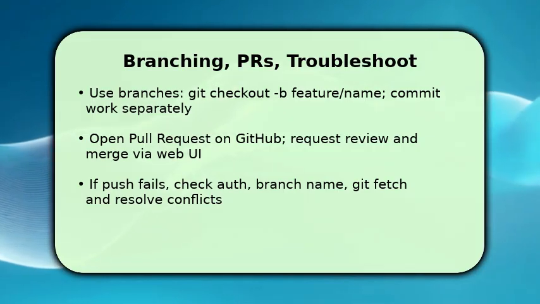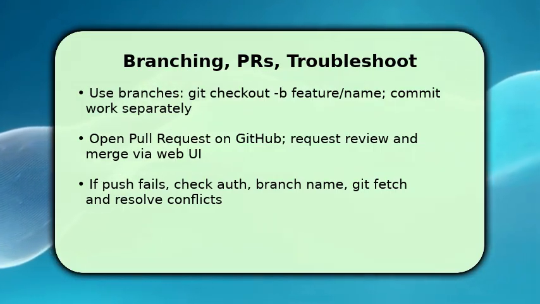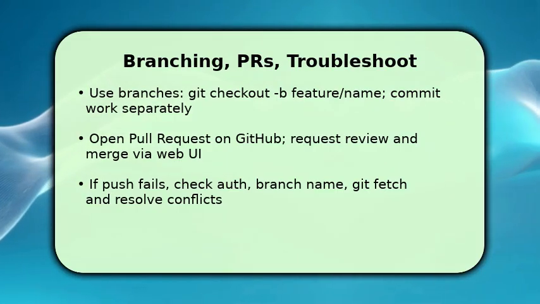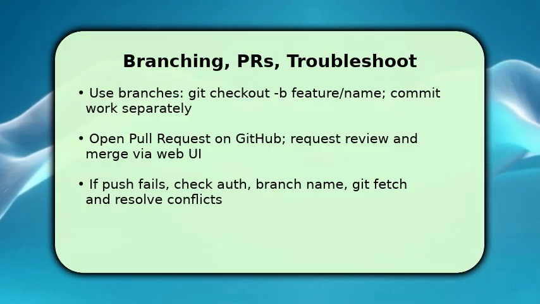If something goes wrong, like a push rejected or conflicts, first check authentication and the correct remote URL. Then git fetch origin and rebase or merge to resolve conflicts locally before pushing again. Keep commits focused to simplify reviews.